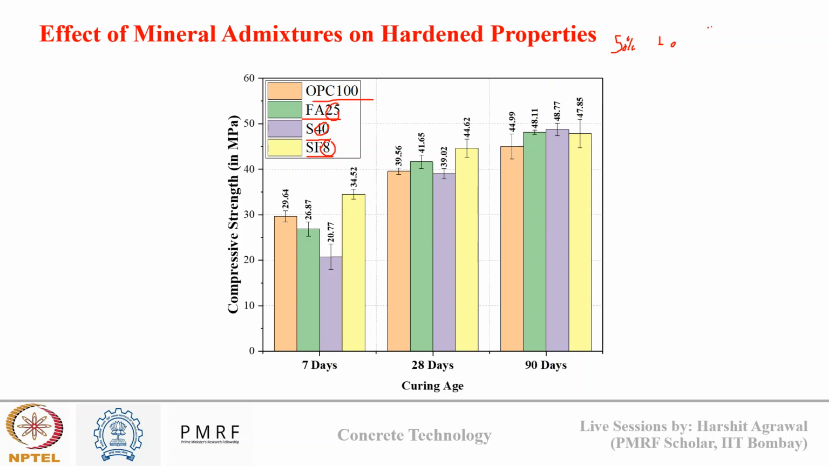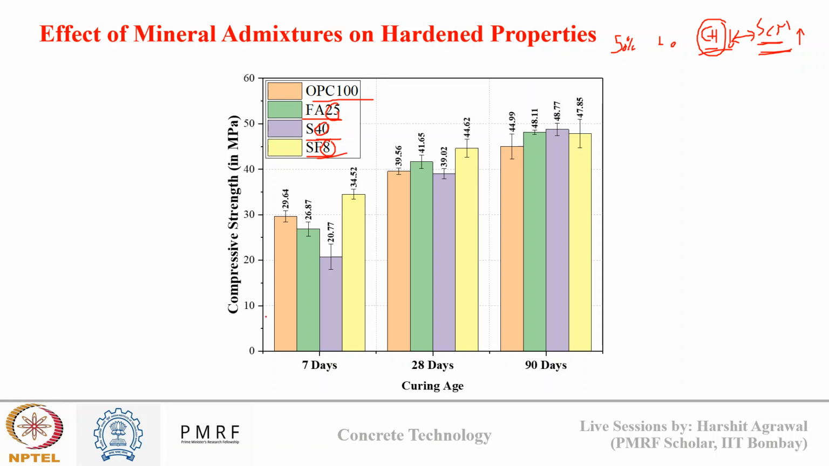Why? Because the CH that is produced from OPC is actually getting consumed by my SCM. So if there is not enough CH produced by OPC, then the remaining SCM is of no use. So that's why we need to have a balance between how much CH my OPC is producing and how much CH my SCM is consuming. For that there are different optimum dosages for different SCMs.